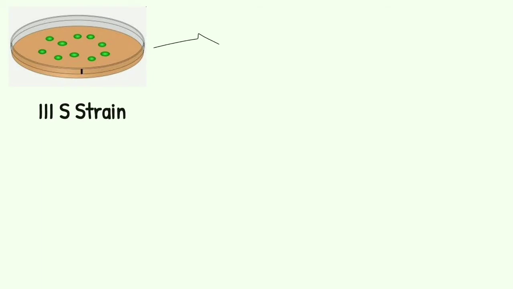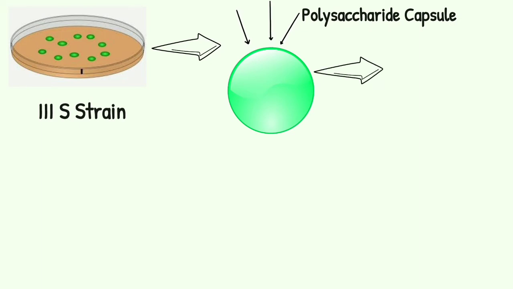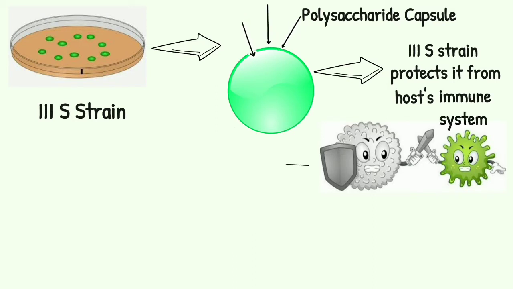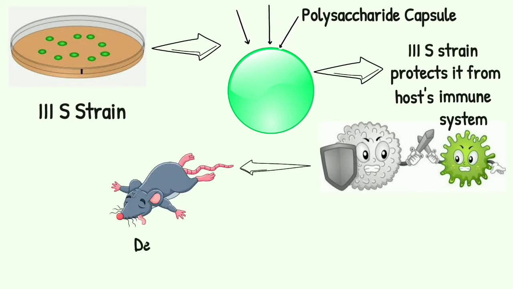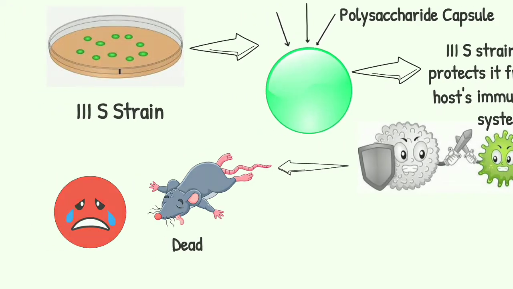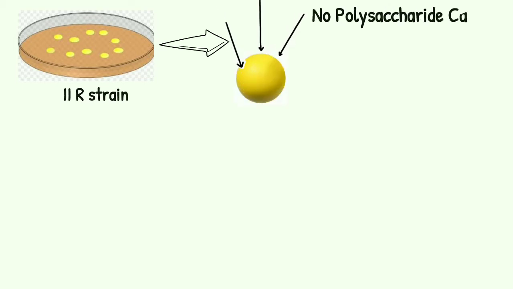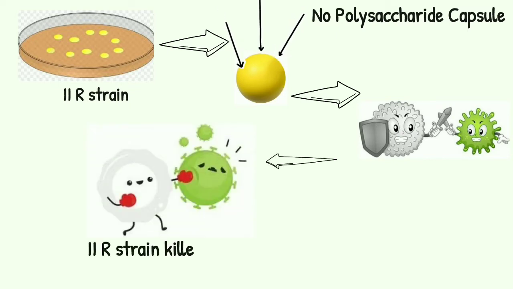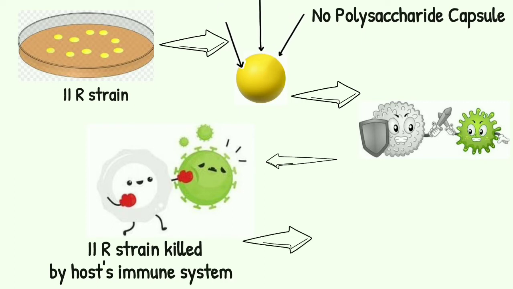Cells of the smooth strain have a protective layer known as the polysaccharide capsule, which protects the cells against the immune system. This makes the smooth strain highly pathogenic, resulting in the death of the host. Rough strain lacks a capsule. It doesn't have any polysaccharide capsule, hence the immune system can easily kill it. Here, the host will be alive.